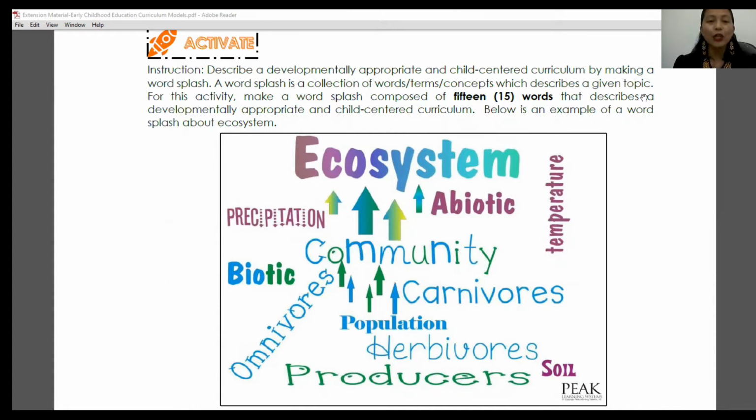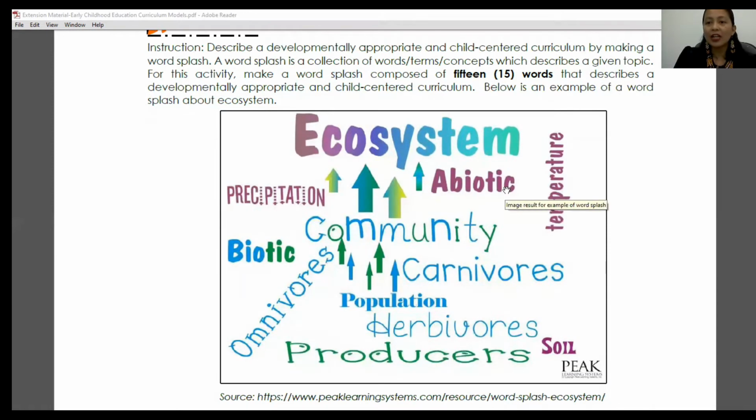For this activity, you need to make a word splash composed of 15 words that describe a developmentally appropriate and child-centered curriculum. So the given topic is developmentally appropriate and child-centered curriculum. I have given here a sample of a word splash, and this word splash is about the ecosystem. As you can see, there is the main topic, which is the ecosystem, and all these words describe the ecosystem.